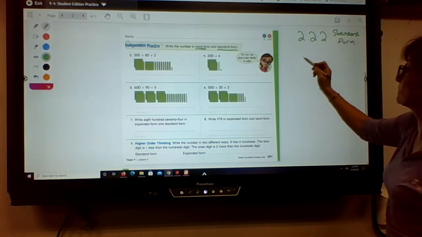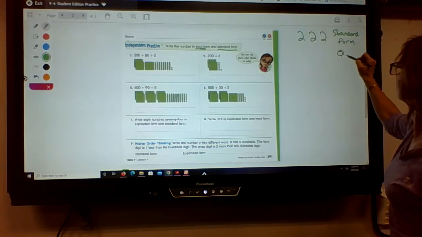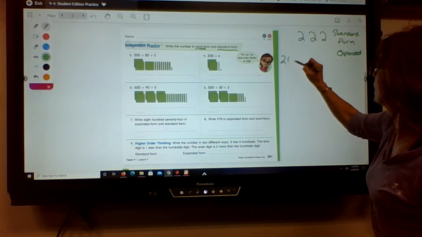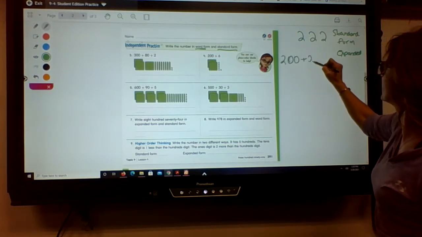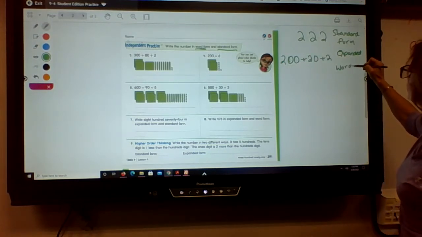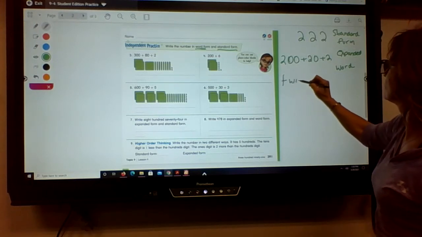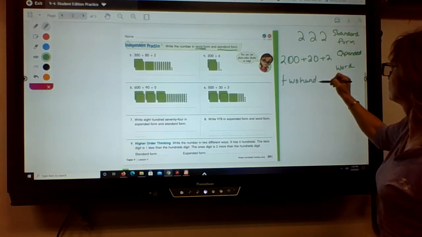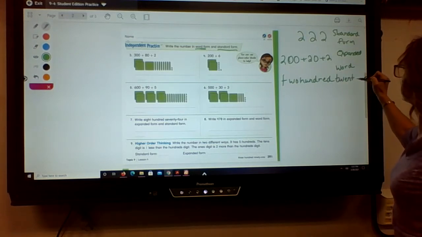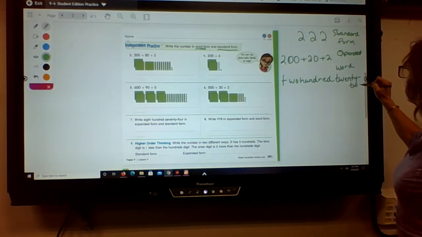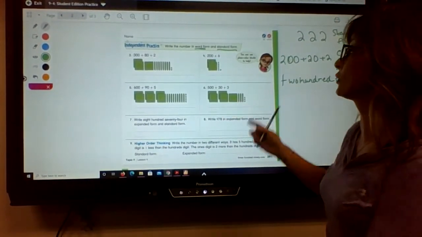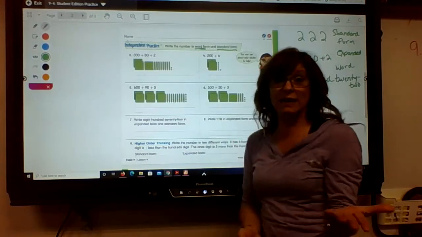This would be expanded form. 200 plus 20 plus 2. And then we would have word form. 200 22. Okay? All right. So write in word form and standard form because they have given you what? They gave you expanded form.